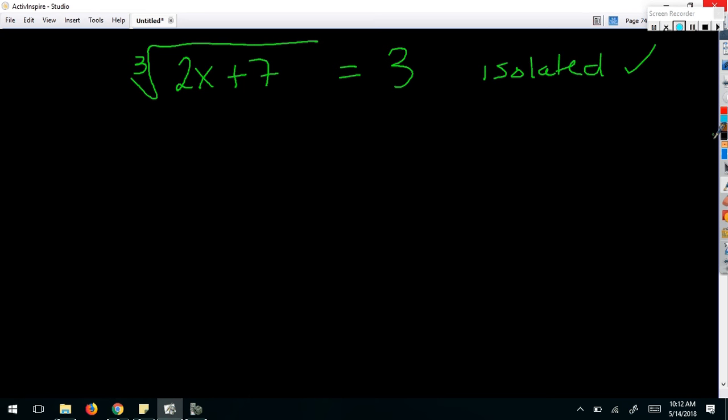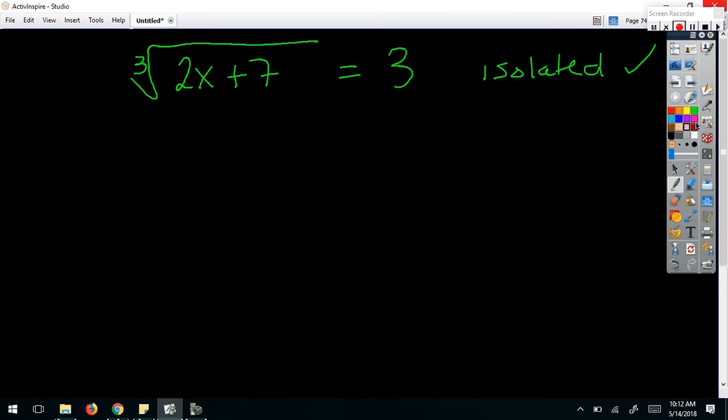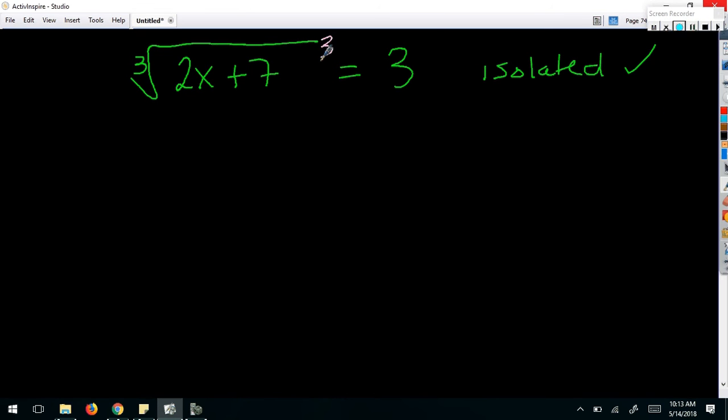So now I want to get rid of the radical. To get rid of a radical that has a power of 3, I do what? I raise it to the third power. What I do to one side, I have to do to the other. This exponent cancels this out. So it's gone. Don't take it inside the radical. You're going to make your life so hard. Leave it just like that. It cancels, so now I have 2x plus 7 equals 27, exactly. Can you solve that now? Yes. It's a simple linear equation.